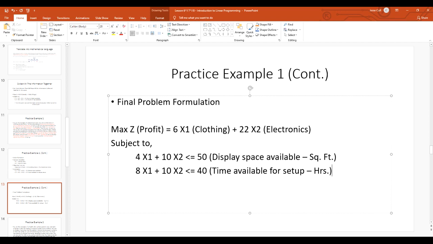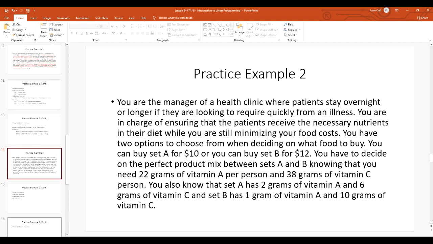The last thing we're going to do today, or in this session, is move on to practice example number 2. Again, it's a similar situation, but it is helpful because it does take time and effort and familiarity before you're able to easily translate these problems into the correct formula to solve.